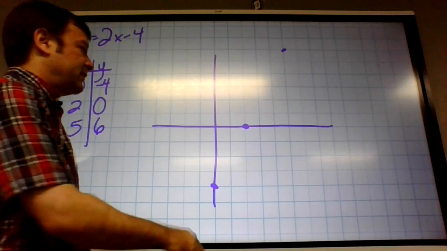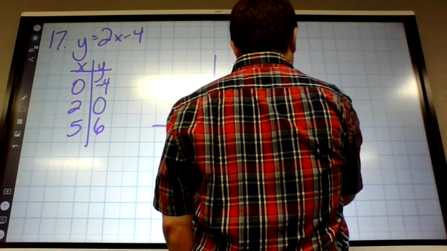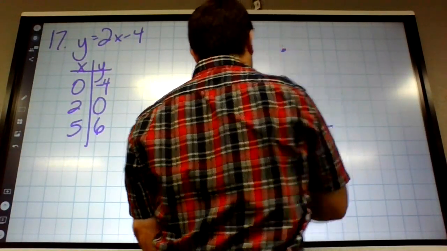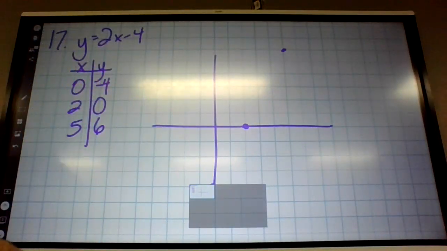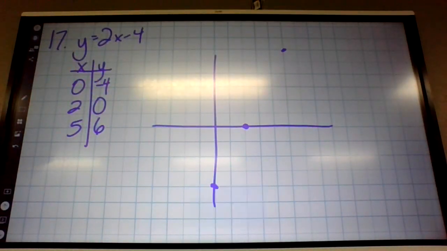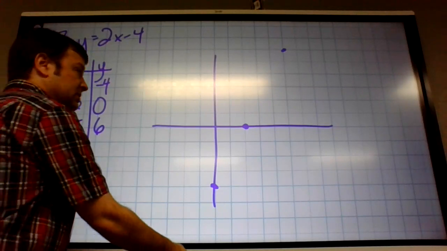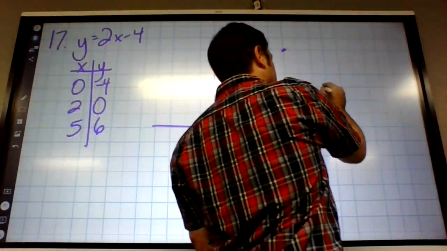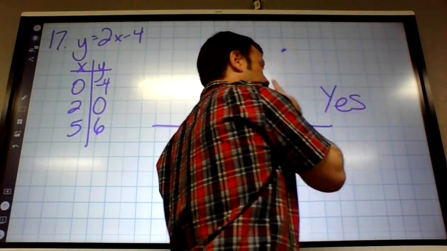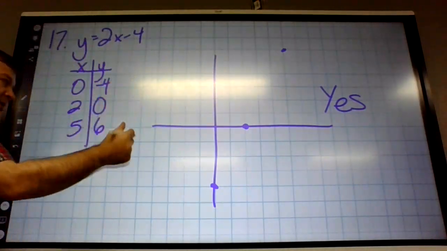Should be in a straight line if I did it right. Did I count right? 2, 3. No, that's about right. Is it a function? Yes. Definitely passes the vertical line test. Only hits at one point anywhere you draw a vertical line.